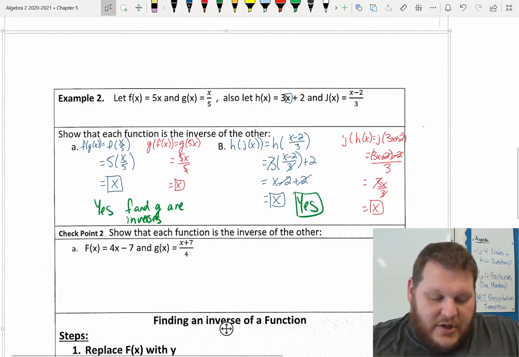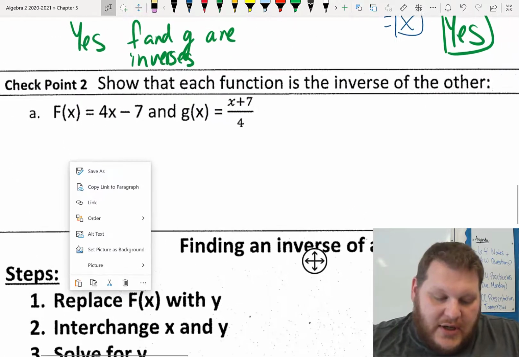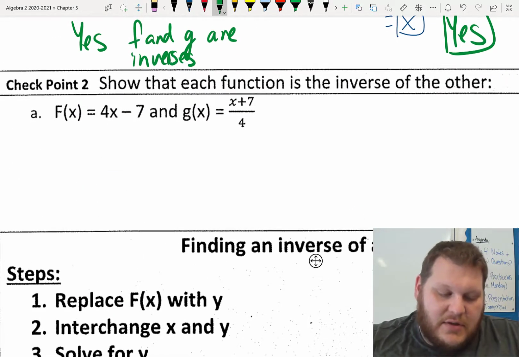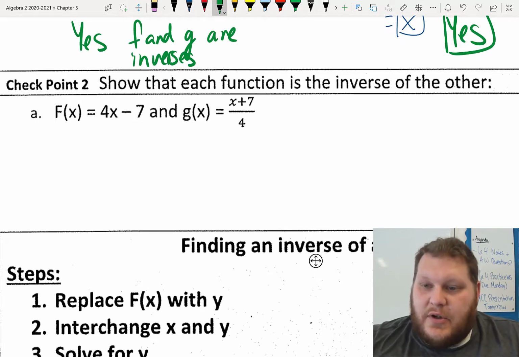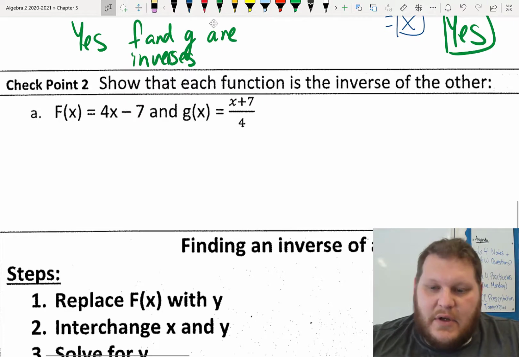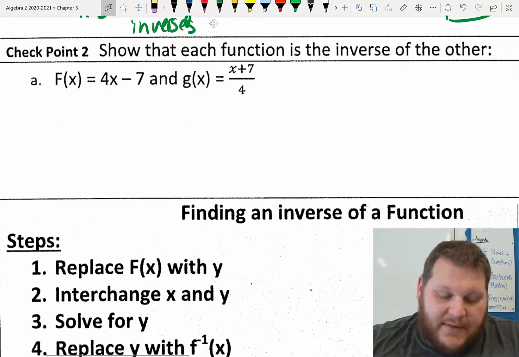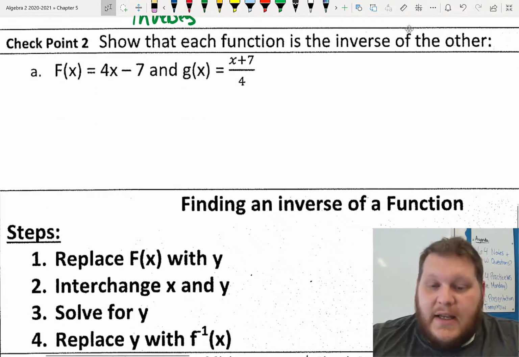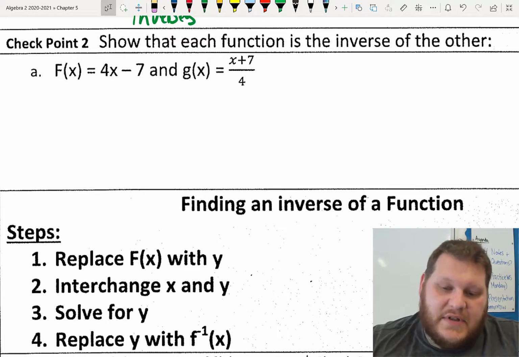Once again, I want you to go ahead here at checkpoint 2 and check to see if these functions are inverses of each other. I want you to check and see if this f of x, 4x minus 7, is the inverse of g of x, which is x plus 7 all over 4. It looks like it's going to be. You're just going to have to make sure you check to see that they are inverses of each other.